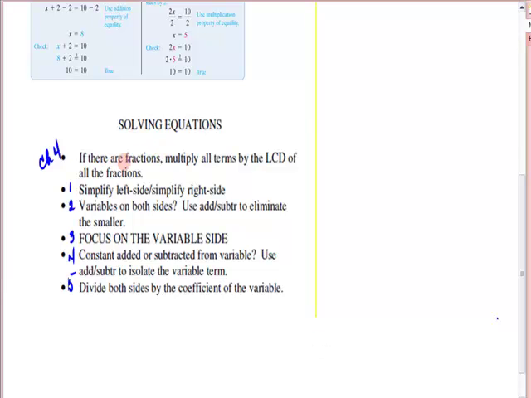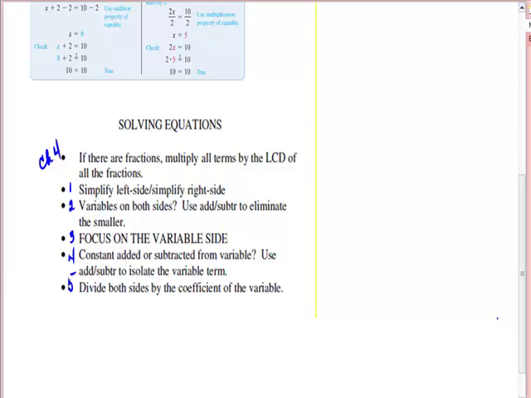Remember, the first one involves if there are fractions. We won't get to those right away, but there will be some in this unit. All right, you're going to simplify on the left side, simplify on the right side. That means use the distributive property if needed, combine like terms. Then, if there are variables on both sides, you're going to eliminate one of them. I usually eliminate the smaller. Focus on the variable side. If there's a constant added or subtracted from the remaining variable term, you're going to use addition or subtraction to get rid of it or isolate the variable term. Then you're going to divide both sides by the coefficient.